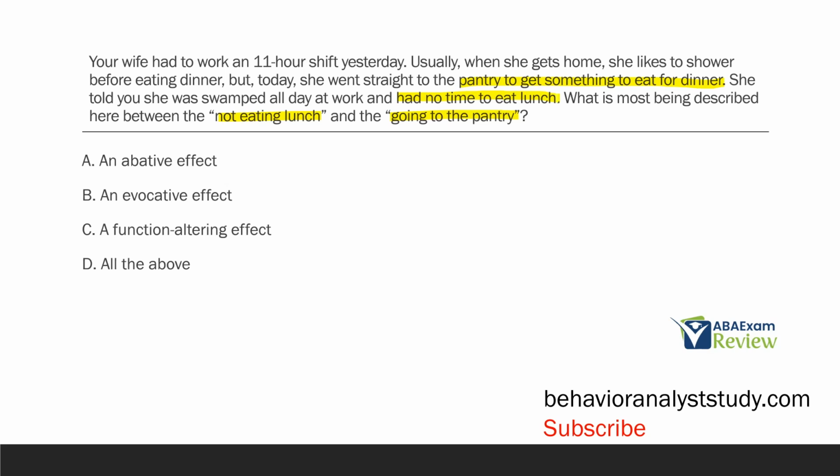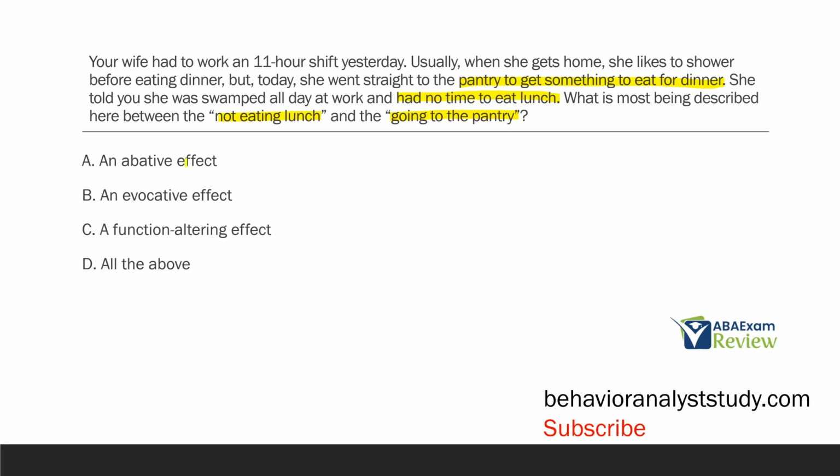Well, that increases the value of eating when she gets home. It also temporarily changes her behavior when she got home because instead of going to the shower first, she went straight to the pantry. So when we talk about not eating lunch, we can say that was a motivating operation. Deprivation led to her hunger, which led to her going to the pantry.